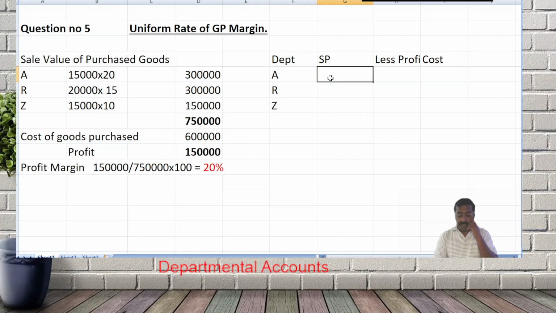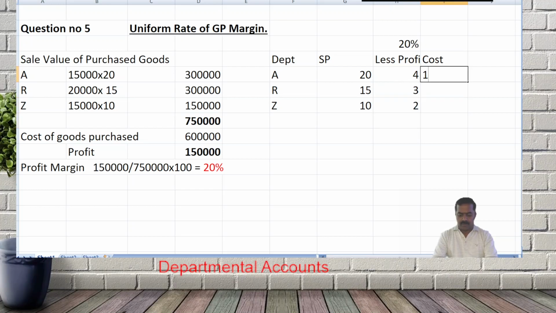Now what is the selling price of A? 20, 15, 10. What is the profit margin? 20%. Profit margin is 20% for all. 20% of 20 will be 4. 20% of 15 will be 3. 20% of 10 will be 2.